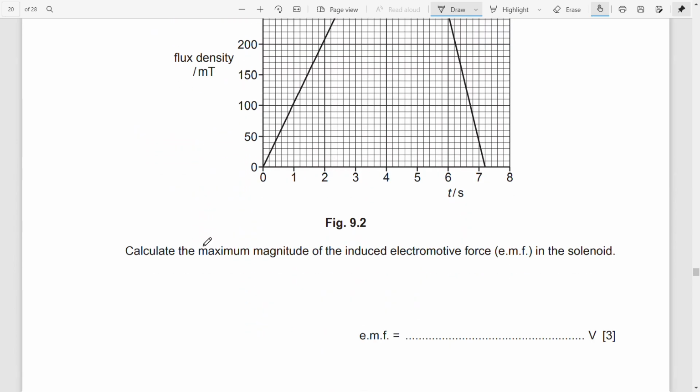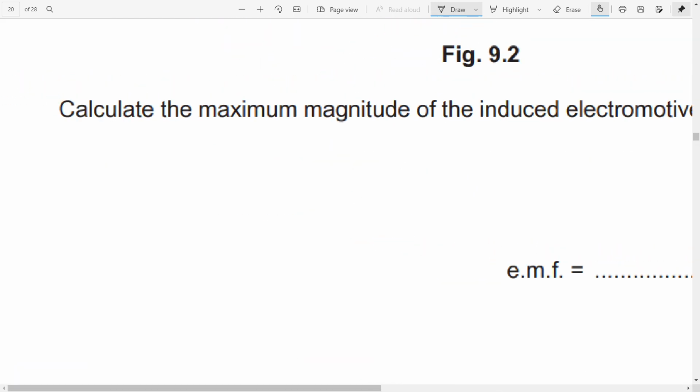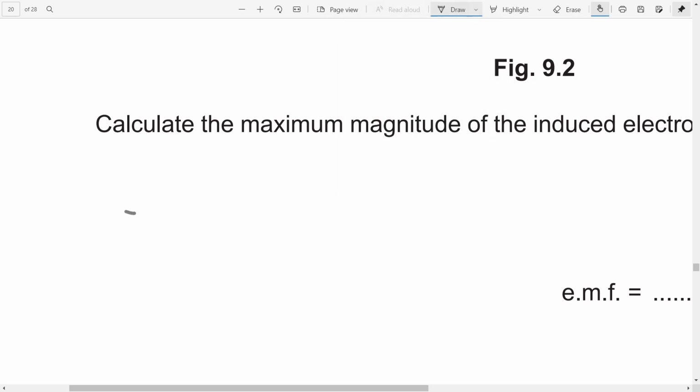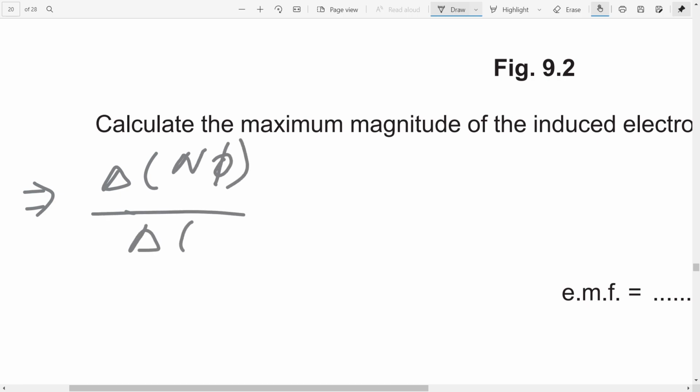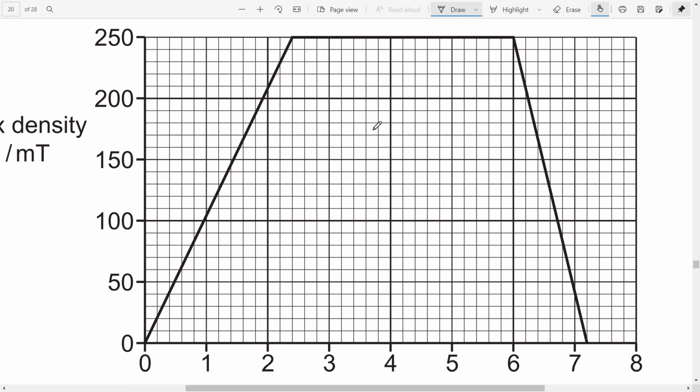Here the numerical came. Calculate the maximum magnitude of the induced electromotive force in the solenoid. This question asks us to find the maximum magnitude. So how can we do this? Okay, the formula for induced EMF is N times the change in flux divided by time, and the maximum we have got here is 250. Okay, this is 250, right?